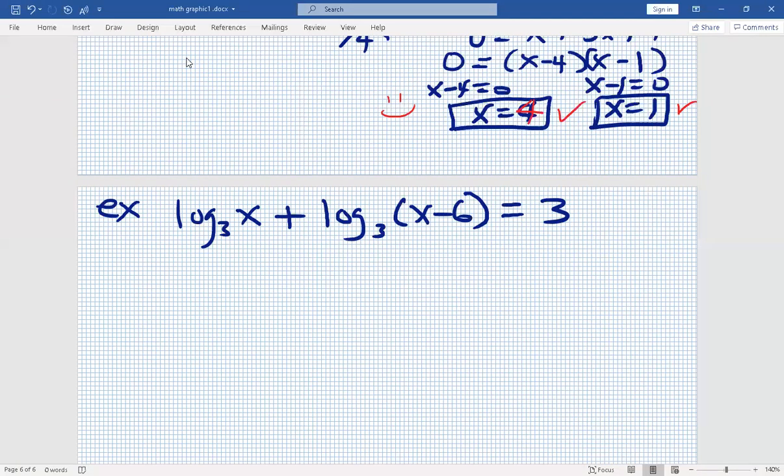In the property of logs, remember, when you subtract, it becomes division. When you add, it becomes multiplication. So in order to write this as a single log, we're going to write this.